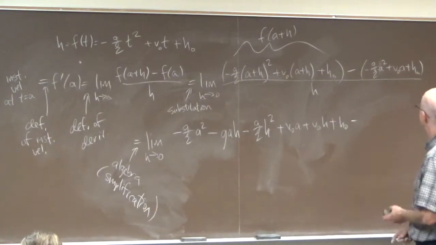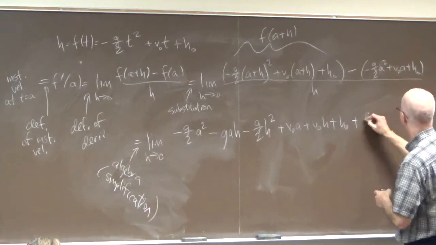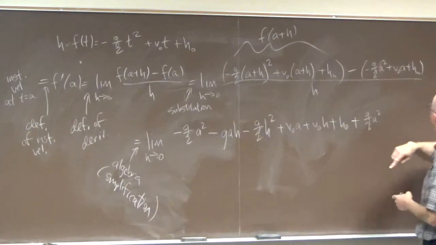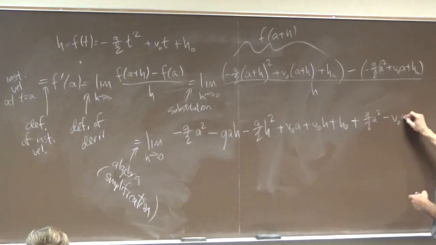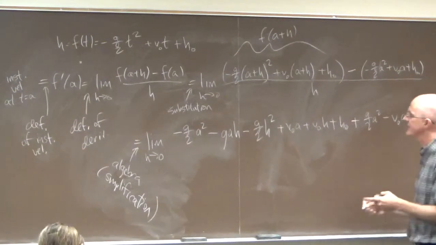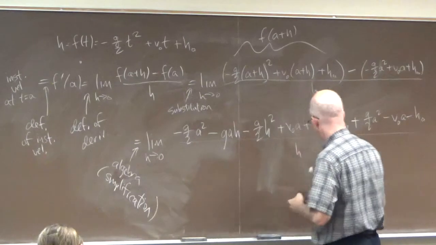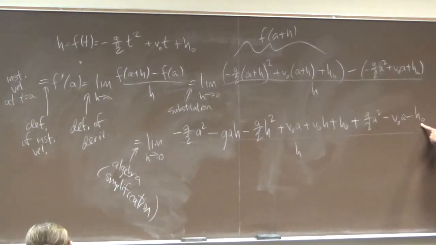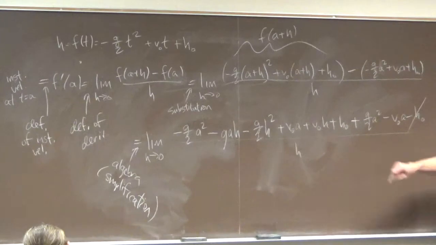Distribute the minus sign through here, so you've got to be careful. Minus and minus is a plus g over 2 a squared. There's a times in there, but I'll get rid of it. Then minus v0 a minus h0. So everything that does not involve just a pure h should cancel. h0, by the way, does not involve a pure h. It's h0, not h. So this should cancel, and it does.